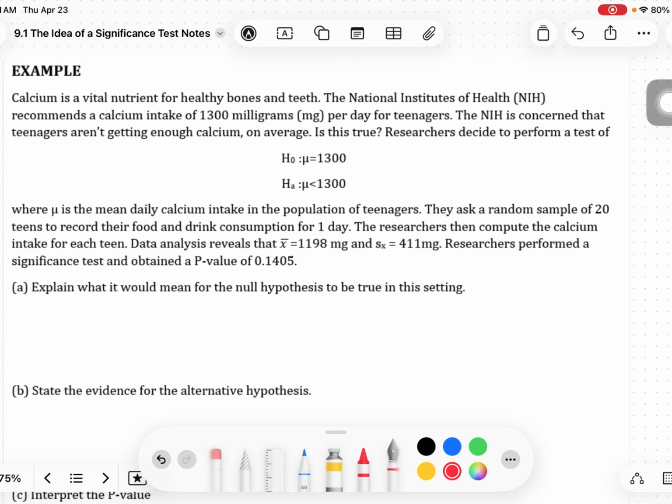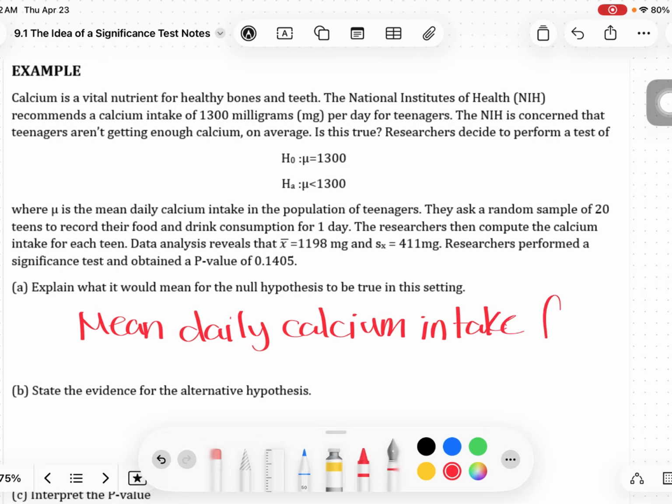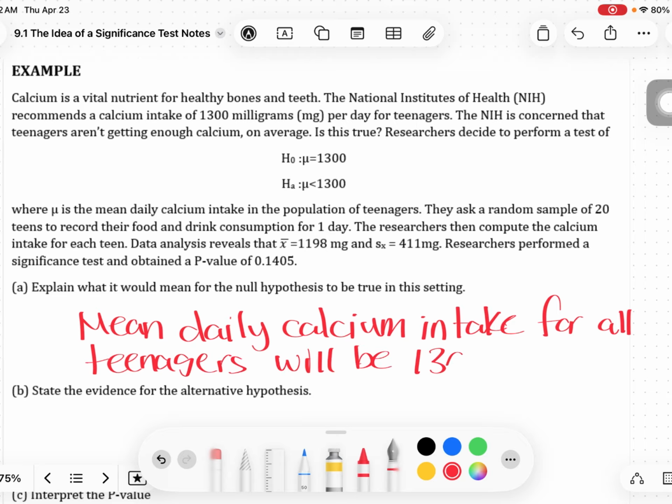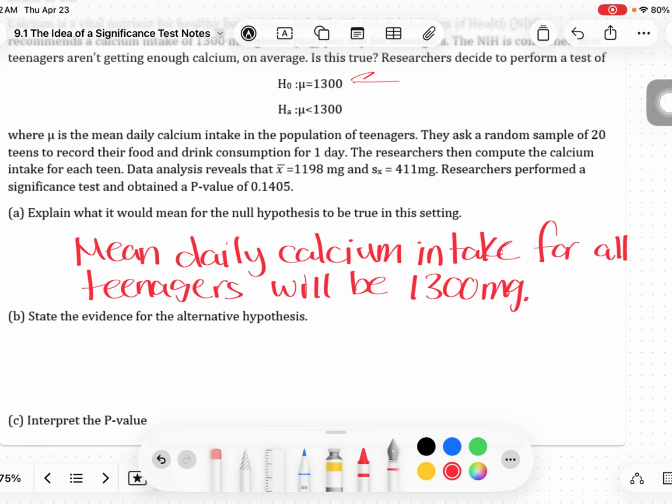We're talking about average. And so if the null hypothesis is true, then the mean daily calcium intake for all teenagers will be 1,300 milligrams of calcium. So if the null hypothesis is true, that's what that means.